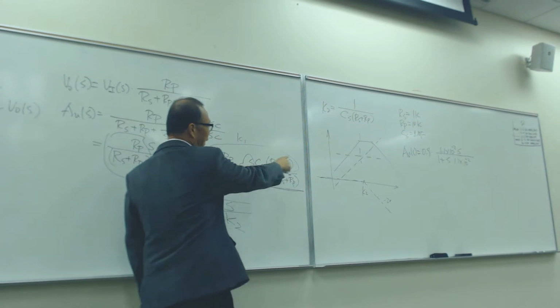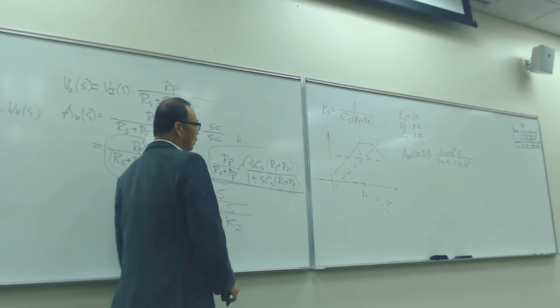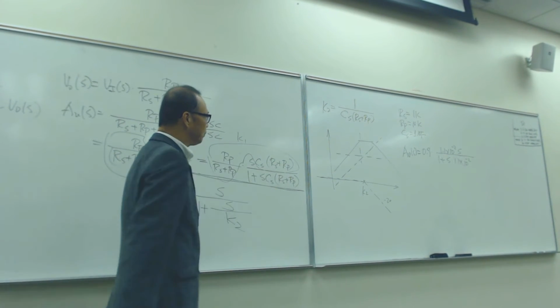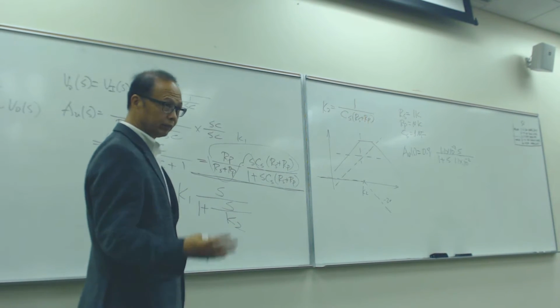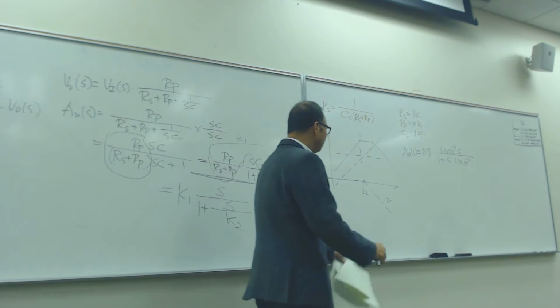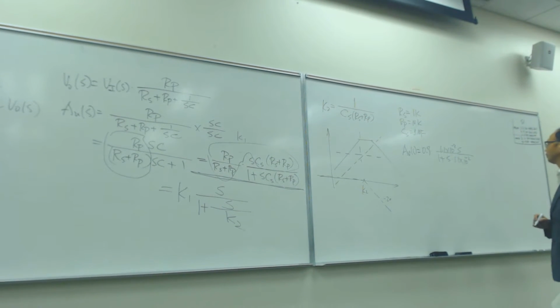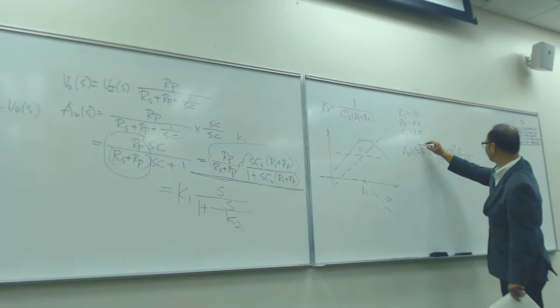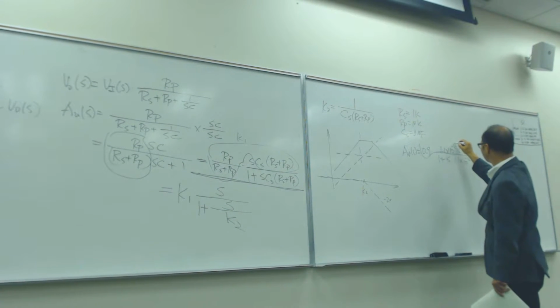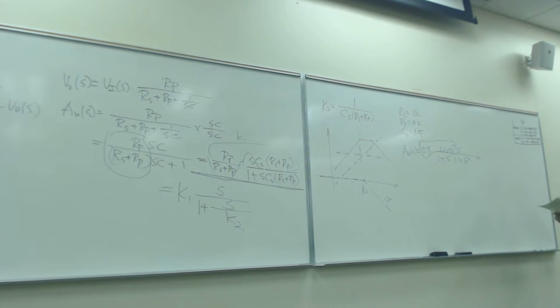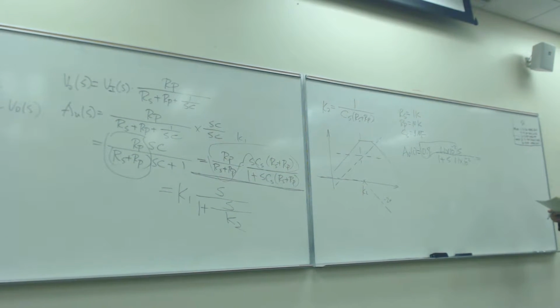0.9 times 1.1 times 10 to the minus 2 s on the top, 1 plus s over 1.1 times 10 to the minus 2 on the bottom. Yes? Okay. So now, of course, I'm going to combine this so that I can do the plot easier.